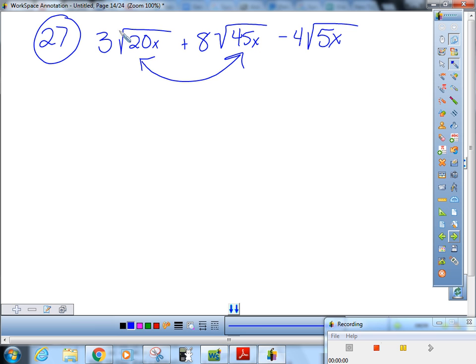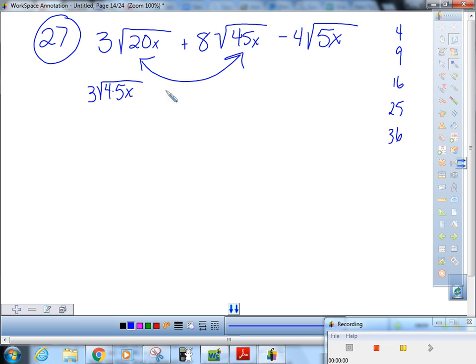Remember, these are all square roots. So we're looking for these important numbers here: 4, 9, 16, 25, 36. And maybe you want to put a Post-it note on top of your test with those numbers. We've had some people doing that. So what number on this list goes into 20? It's 4. So I'll change that to 4 times 5x plus 8 radical.